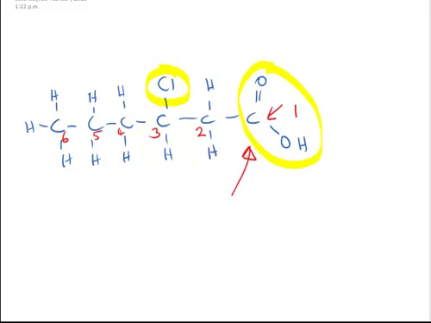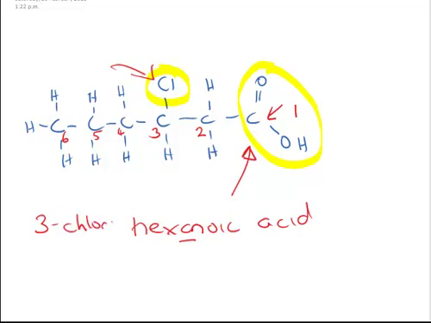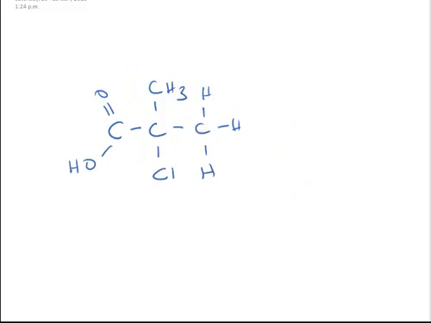So obviously this is going to be a carboxylic acid with 6 carbons, so that's going to be hexanoic acid. Also, remember to include the "an", that often gets left out. The chlorine is on the number 3, so that's 3-chlorohexanoic acid.